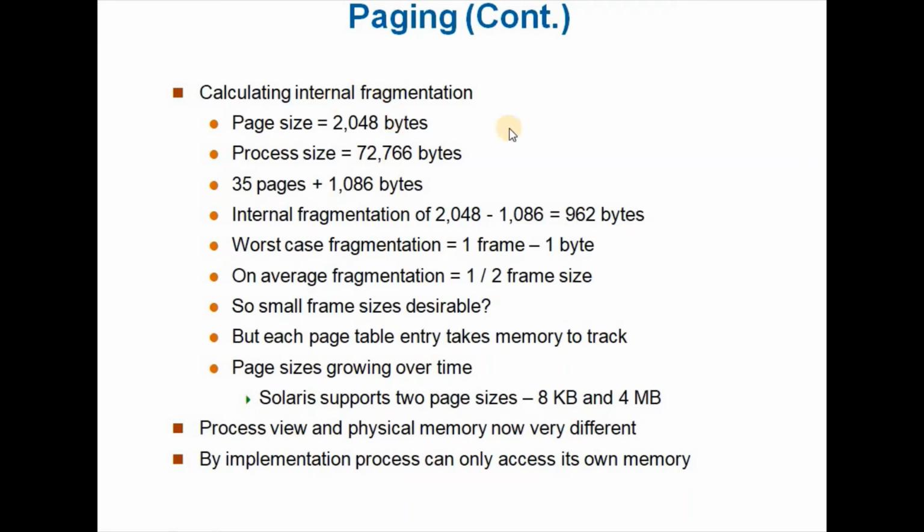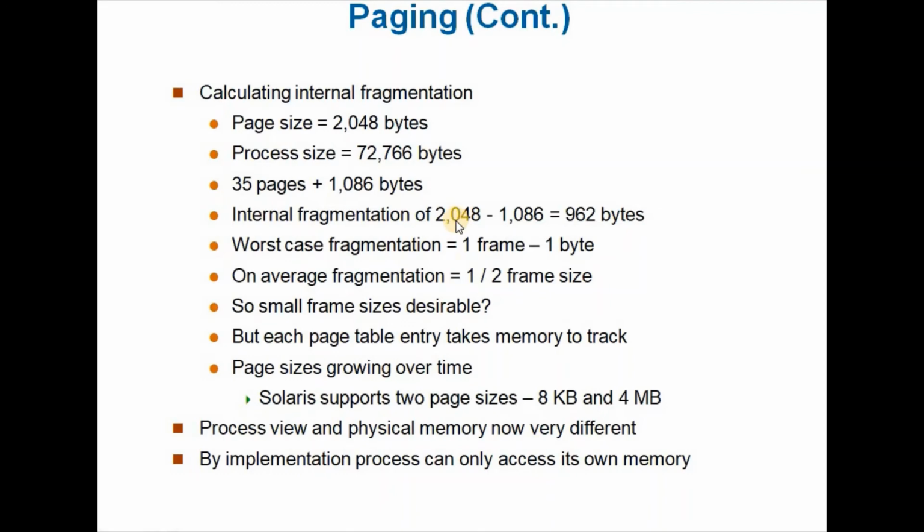Here, calculating internal fragmentation is an example. Suppose the page size is 2048 bytes and process size is equal to 72766 bytes, then we need 35 pages plus additional 1086 bytes for occupying this process. So here the internal fragmentation will be 2048 minus 1086. That is 2048 is the page size, minus we need 1086. That is 35 pages plus the 36th page. We need only 1086 bytes.